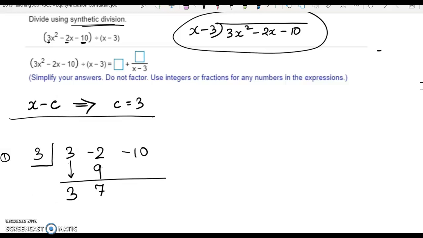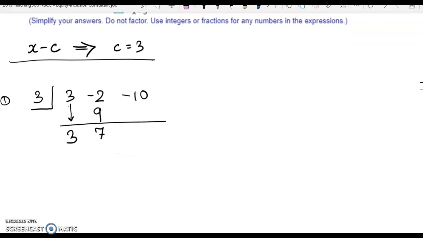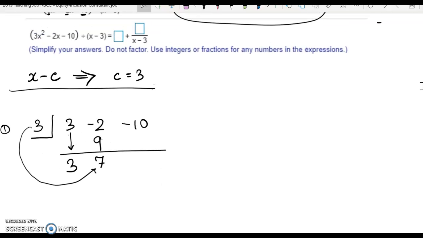So far I hope that is clear. In the next step, I'm going to multiply 3 with this second term that I got, which is 7. If I multiply 3 with 7, what do I get? 21, and that's positive, so positive 21 comes right here. Just multiply this lower number by c, 3 times 7, and I get 21, it goes right here.